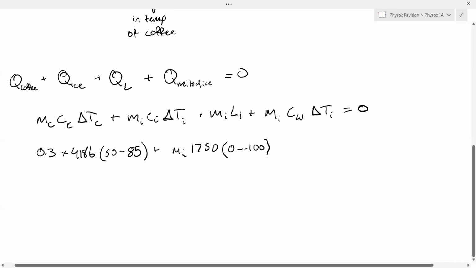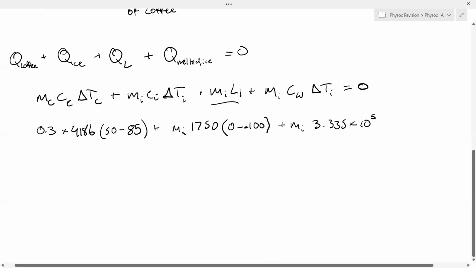Sorry, minus 100. It started at negative 100. So it ends up being a positive change in temperature. Then we're going to have this latent heat of the ice. So minus, plus mass of the ice again. The latent heat of ice to water is 3.335 times 10 to the 5.